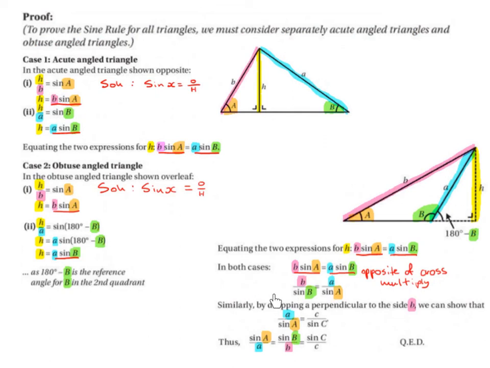And similarly, by dropping a perpendicular to the side b, so if we drop a perpendicular there, we can show that a over sine of A is equal to c over sine of C. Thus, sine A over a is equal to sine B over b is equal to sine C over c. And now we have proven the sine rule.